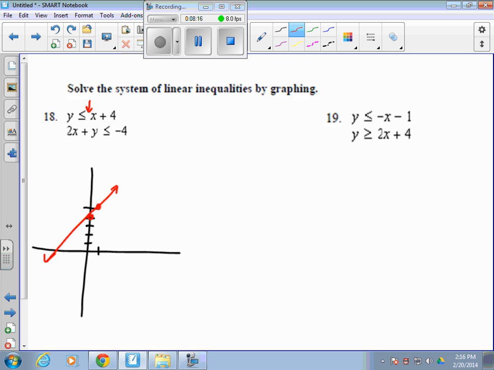Which side do you shade? Plug in 0, 0. 0 is less than or equal to 0 plus 4. 0 is less than 4. True statement. Everything this direction.